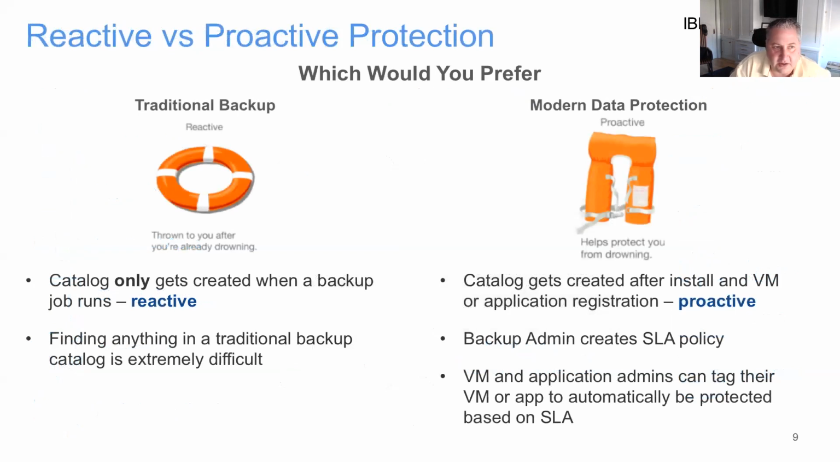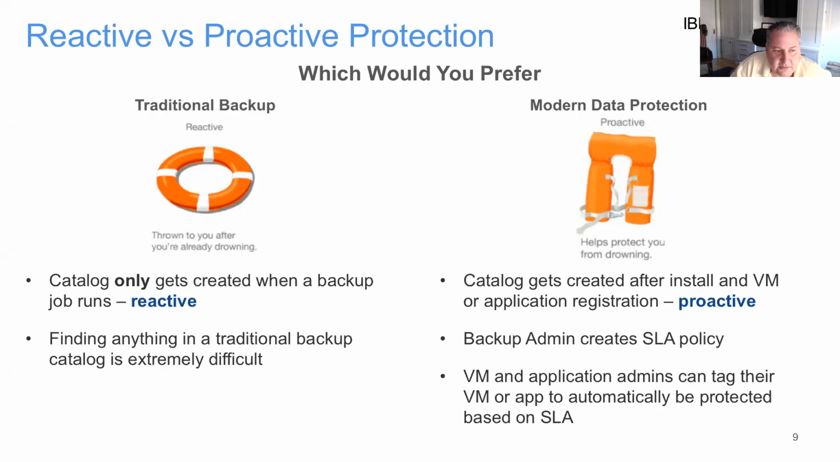Now this is an interesting scenario. If you're in a boat and you start to drown, someone throws you a life ring. But if you get on the boat and you want to be proactive in case you do fall over, you wear a life vest. And this is a good analogy for how protection is evolving.